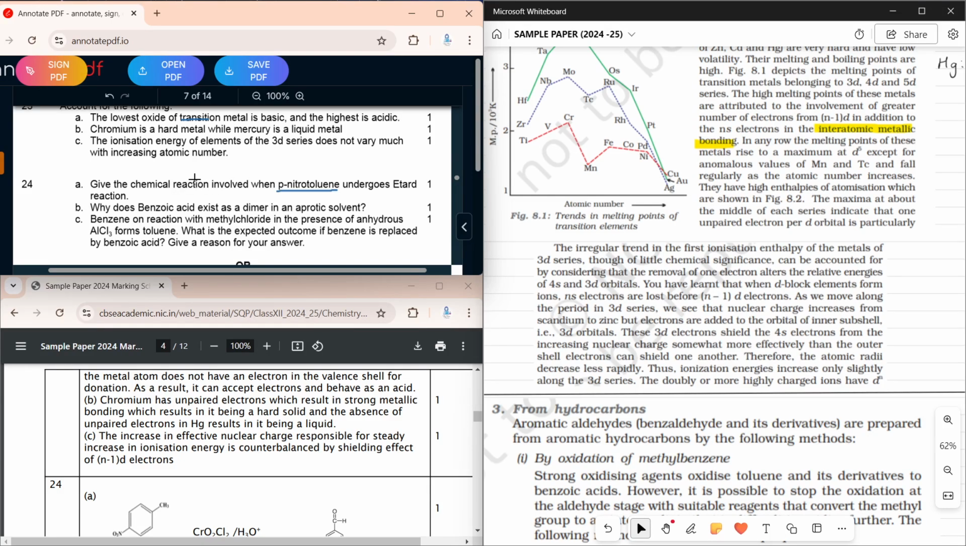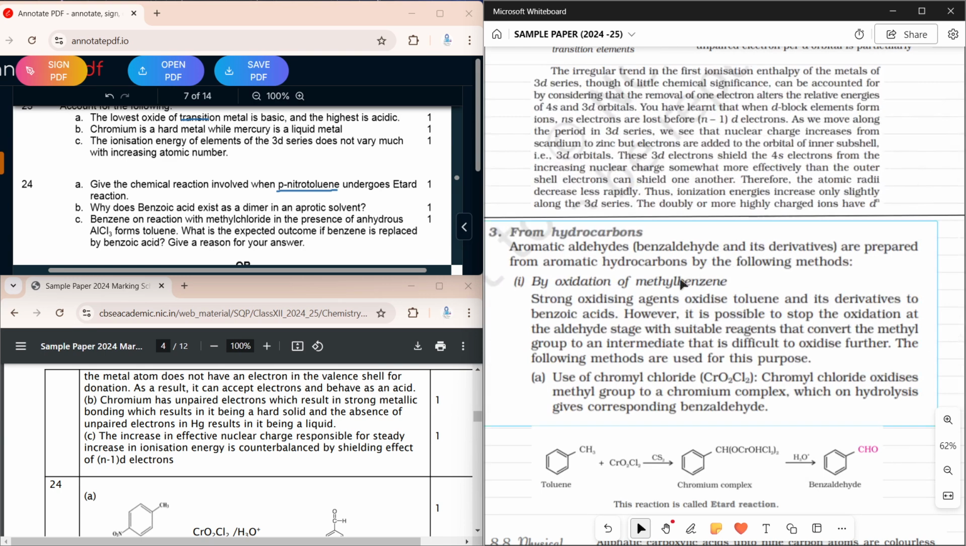And each reaction has its own video, so you can pick and choose whichever you want to learn. I would recommend learning everything just to be safe. But give the chemical reaction involved when para-nitrotoluene undergoes ETAR reaction. Now, this is one of the preparation methods of aldehydes from hydrocarbons, specifically by oxidation of methyl benzene.